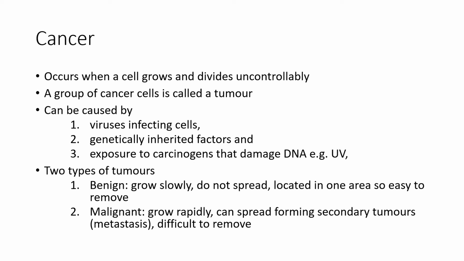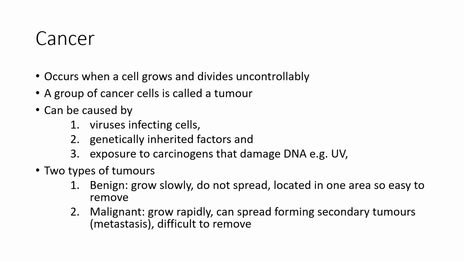Now, when we talk about cancer tumors, there are two groups, and you need to be able to talk about both groups. We have the benign tumors and we have the malignant tumors. And you have to be able to describe some of the characteristics of a benign tumor. So a benign tumor grows slowly. It will not spread to other tissues or membranes inside a body. It's located in one area and it's very easy to remove with surgery.